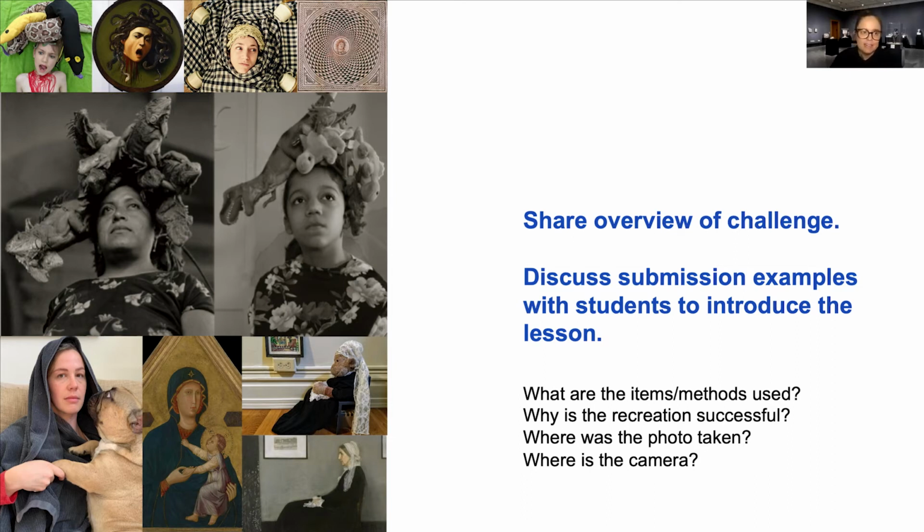And then another one I want to call attention to is the lady with iguanas on her head. And you could talk about why that recreation is successful. And this would also be a good one to talk about the camera angle. Is the camera up high? Is it down low? So you could really go through a lot of recreations with your students and overview what would happen if they recreated it.